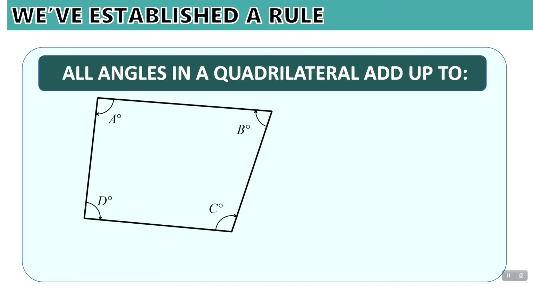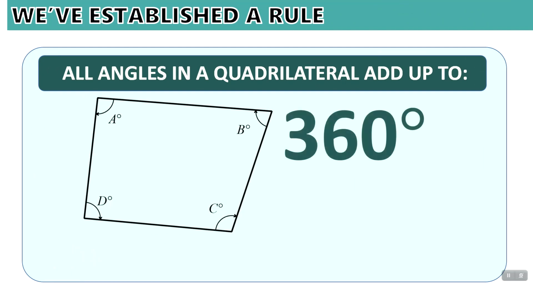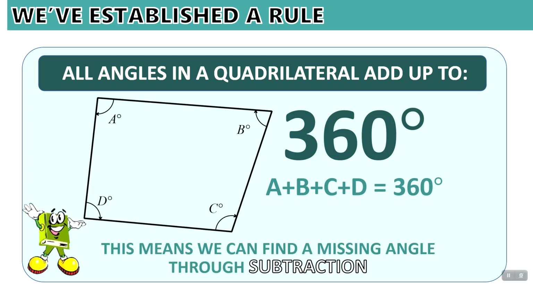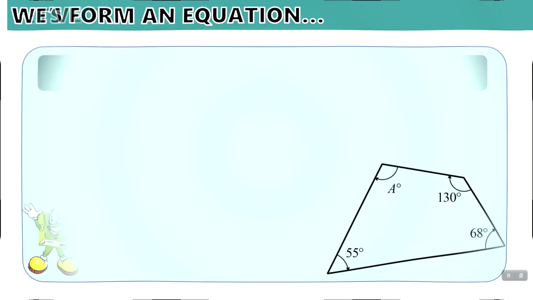And so now we have discovered a rule. And that rule is all angles in a quadrilateral add up to 360 degrees. And so we can write a formula that says A plus B plus C plus D equals 360 degrees. We can write and form an equation to find missing angles in a quadrilateral through subtraction. And let's see how that works.